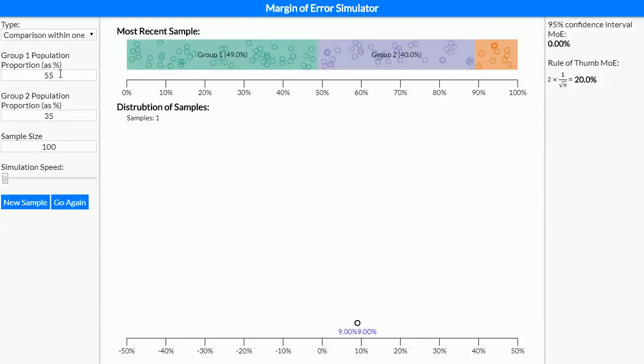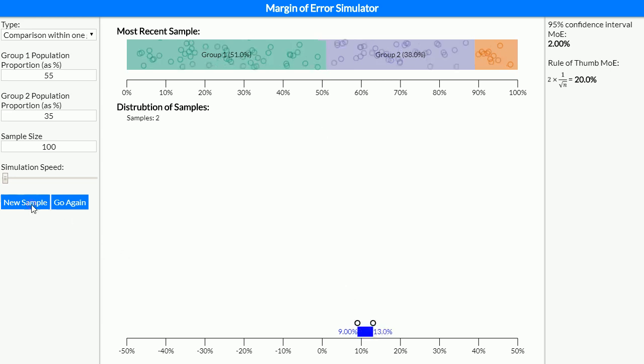Let's look at another simulation. For group 1, we've said the population proportion is 55%. For group 2, we've said it's 35%, and we've got a sample size of 100 again. We can see in this first simulation that we've run, group 1 had a percentage of 49, group 2 had 40, and so the difference between them was 9%, which is nicely graphed down here at the bottom.